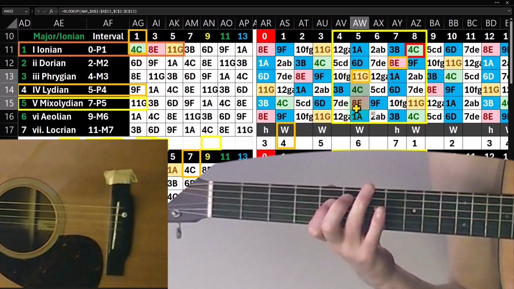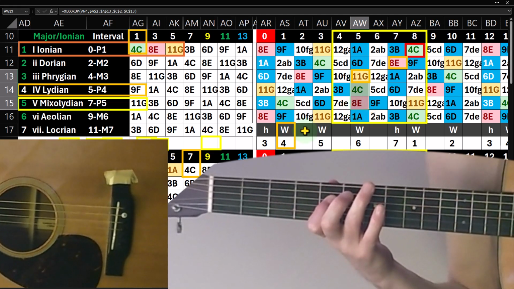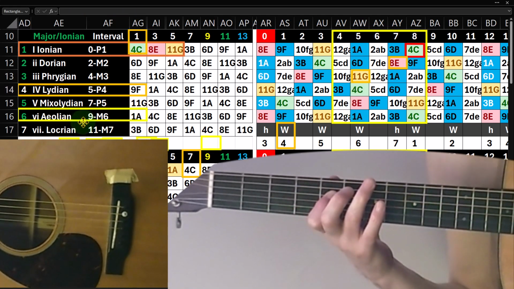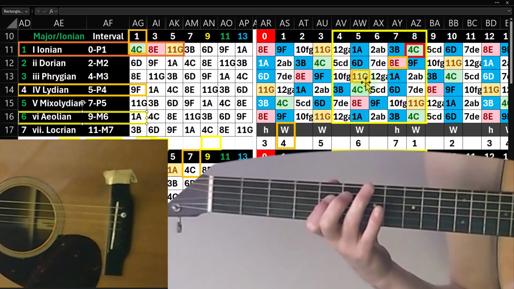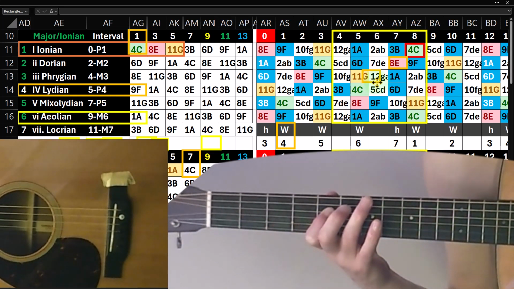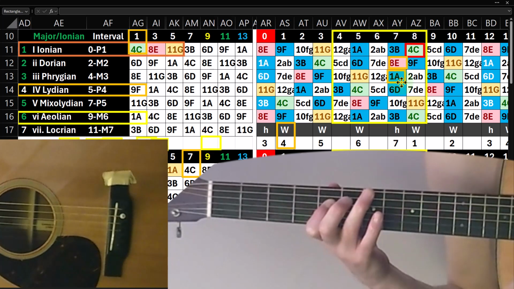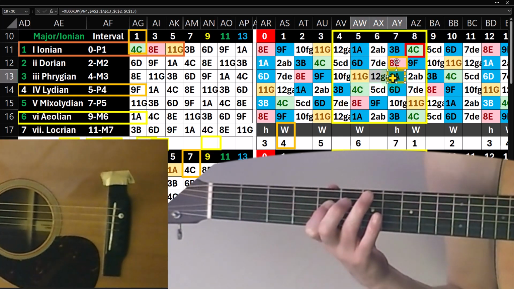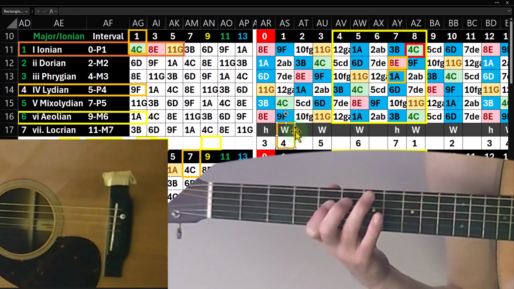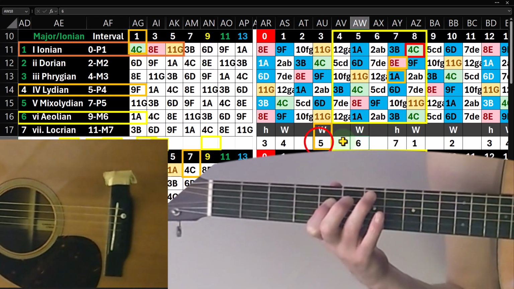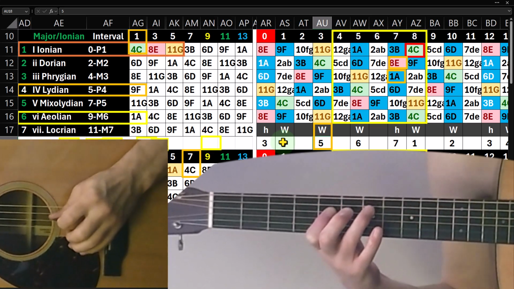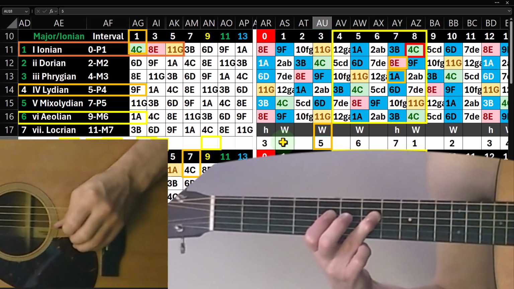So now we're on the 5, and I'm going to go from 5 to 6, which is equivalent to saying I'm going from the Mixolydian to the Aeolian when I'm looking at it from the perspective of the major scale. So I'm going from 5 to 6, Mixolydian to Aeolian. I'm in the meat of the hamburger shape. So 5 to 6 is a whole step. So whole step from here to here, 5 to 6. So we're going to say a whole step from Mixolydian to Aeolian.